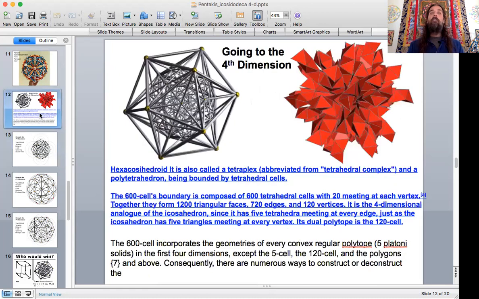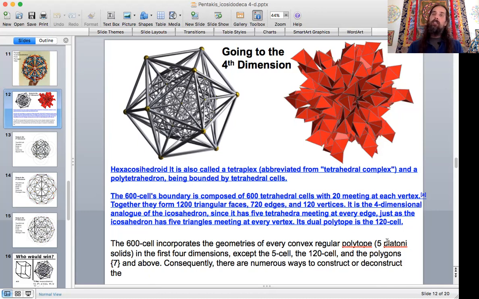I know it's a little bit to wrap your head around, but this fourth dimensional hexacosihedroid is also called the tetraplex, or the tetrahedral complex. So it's bounded by 600 tetrahedral cells. And the cool thing about it, this is a huge, multi-dimensional form. The way you could think about it is that this is an analog to the icosahedron, which is the third-dimensional platonic solid. This is the fourth dimensional icosahedron, let's just say.